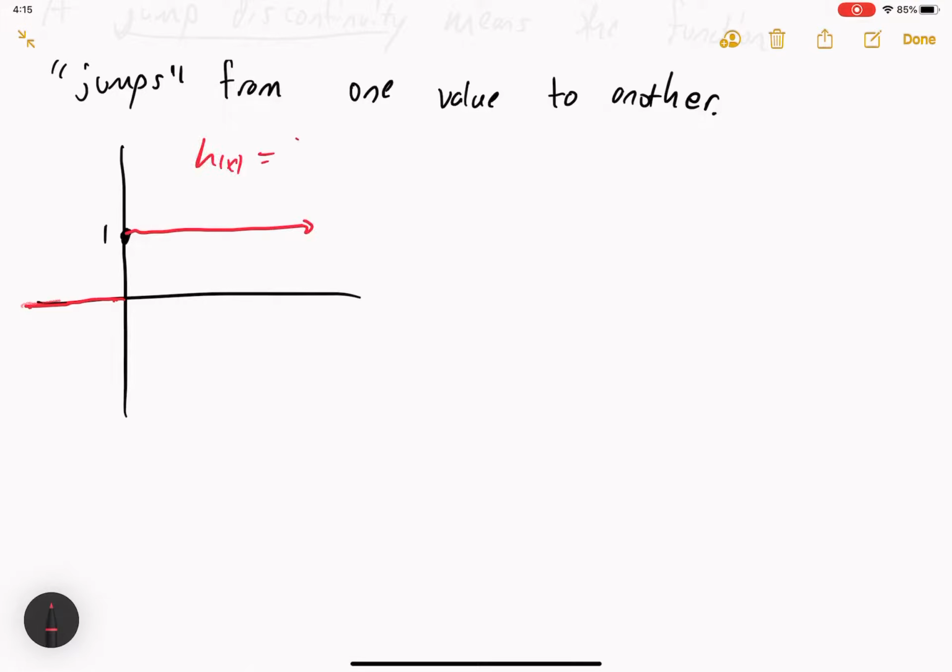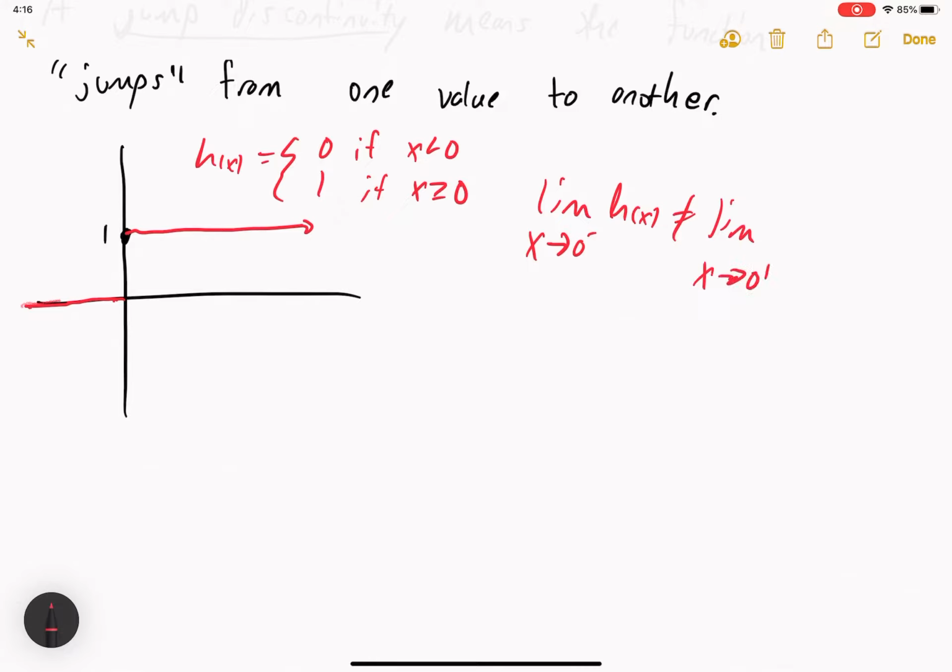So again, let me just clarify. It was 0 if x is less than 0. It's 1 if x is greater than or equal to 0. In this case, we have a jump discontinuity at 0. The reason why is that the limit as x goes to 0 from the left of h of x does not equal the limit as x goes to 0 from the right of h of x. And I want to clarify that these limits do have to exist in some manner, but if they're not equal, it's a jump discontinuity.